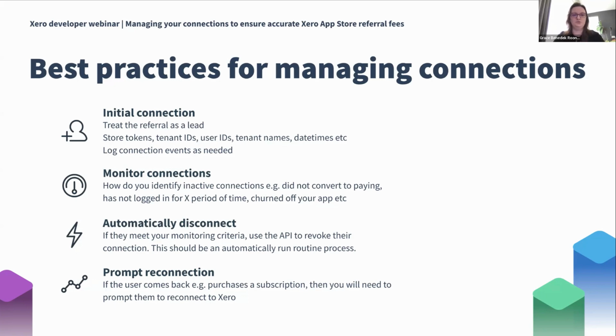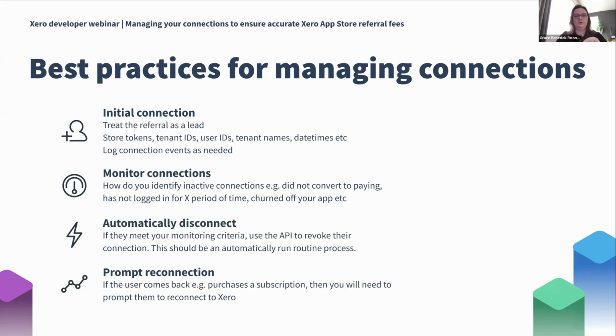The next thing you'll need to do is monitor your connections. So what I mean by that is think about, how do you identify inactive connections? What are the trigger points in that customer experience, the customer journey, that indicate to you that they're inactive? Did they not convert after completing the trial? Have they not logged in for a period of time? Have they decided to turn off your app altogether?